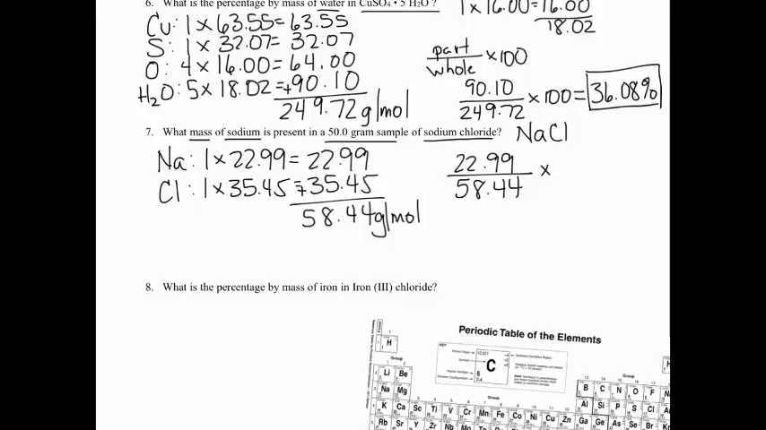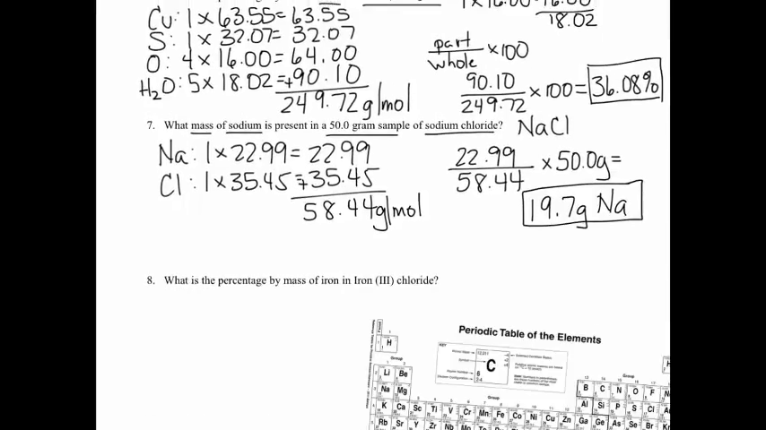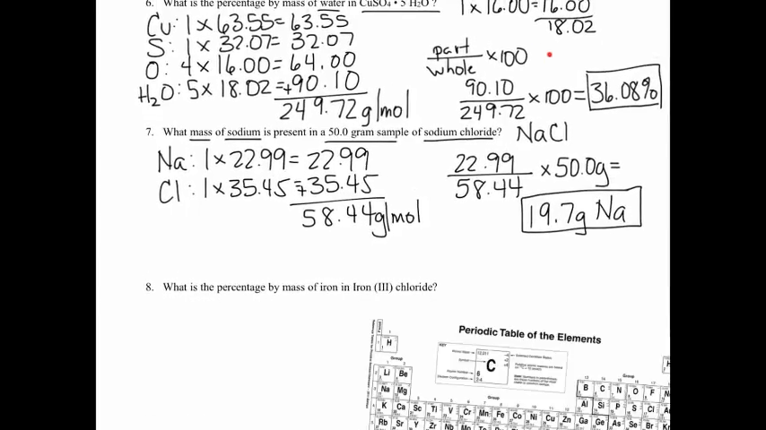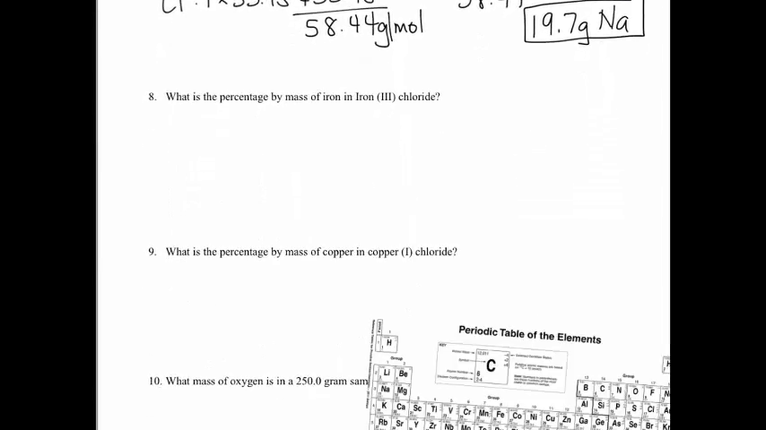So instead of multiplying by 100, I'm going to multiply by that 50 grams, and that's going to give me my mass of sodium in my 50-gram sample. So that means I have 19.7 grams of sodium in a 50-gram sample of sodium chloride. The only real difference between the question we did first and this one is that instead of multiplying by 100 to get a percentage, I multiplied by a mass to get the mass. So that's how you should look at it to help you get through those questions.